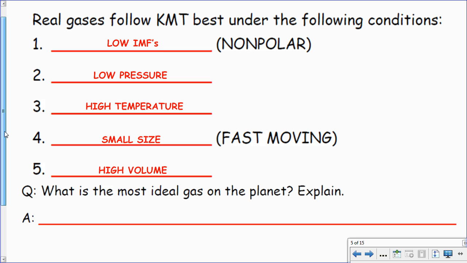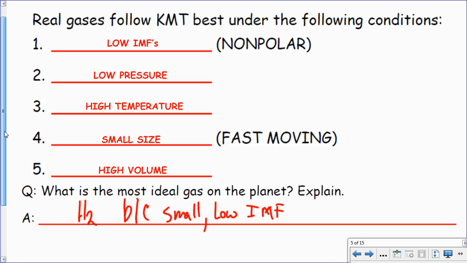So if we ask the question, what is the most ideal-like gas on our planet, or rather in our solar system, we can say that it's probably the smallest gas molecule that there is, which is H2. And why? Because it's small, it has low IMFs, and it easily changes temperature. So those are the reasons why hydrogen gas, H2, is the most ideal gas on this planet.